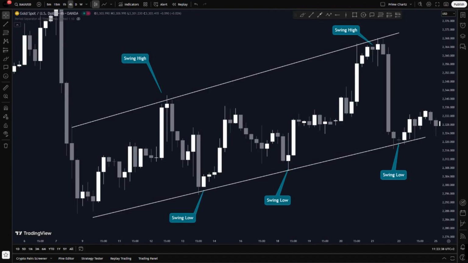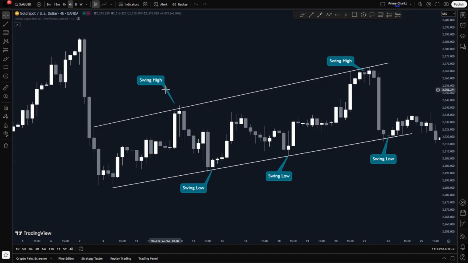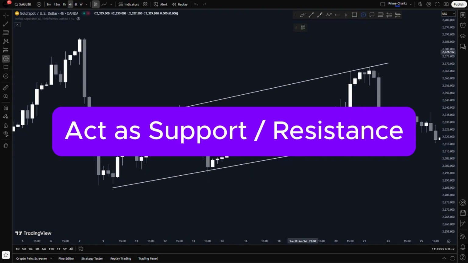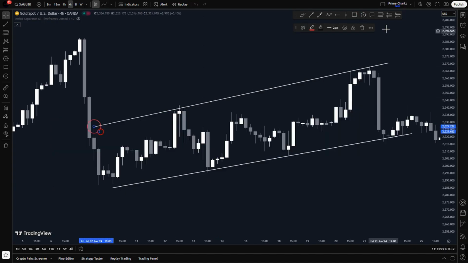So don't expect perfection. Expect patterns. That's what we trade. So now the real question is, why do we even draw trend lines? What's the purpose? Is it just to make our charts look fancy? Nah, it's deeper than that. Trend lines can actually act as support or resistance. That's why they're so powerful. Let me show you what I mean.